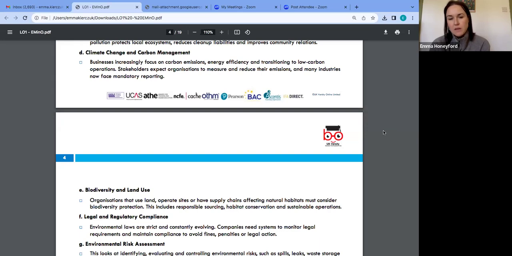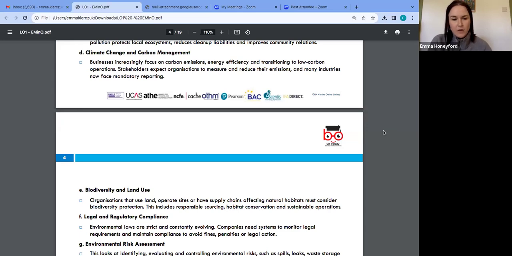if you're doing any sustainability work for an organisation. What do their supply chains look like? Because a lot of organisations now see that it doesn't just stop within an organisation. If you have a product that comes from outside, but you're going to use that product, then the organisation has a responsibility to understand where that comes from. So this includes responsible sourcing, habitat conservation, and sustainable operations.